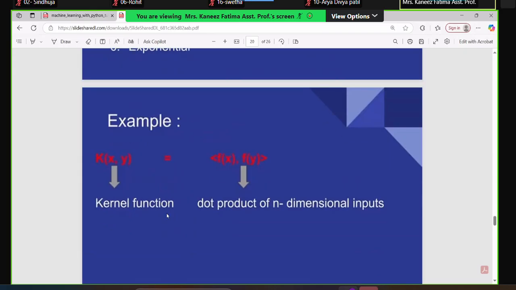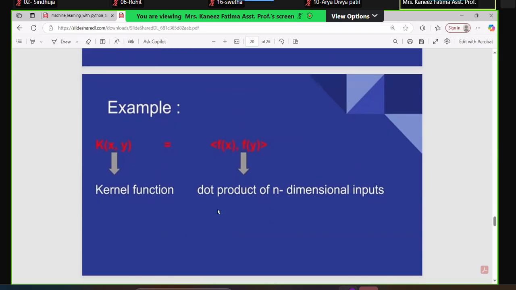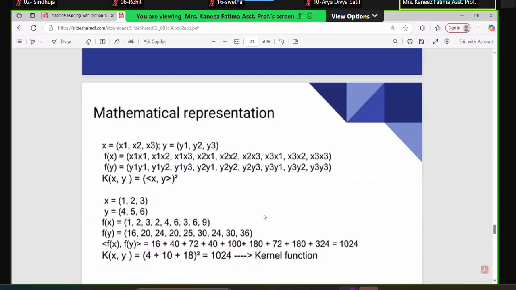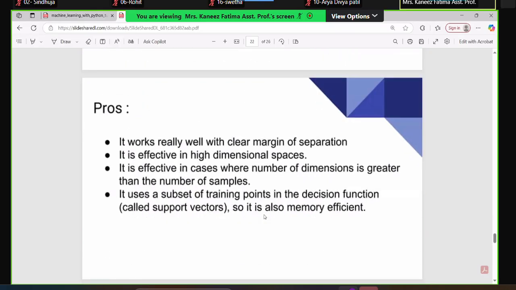For example, you can see here, the kernel function can be written as K(x, y) equals f(x) dot f(y). What is f(x) dot f(y)? This is the dot product of n-dimensional inputs. Why do we use this? We use this to analyze how much better the calculation function can come across.